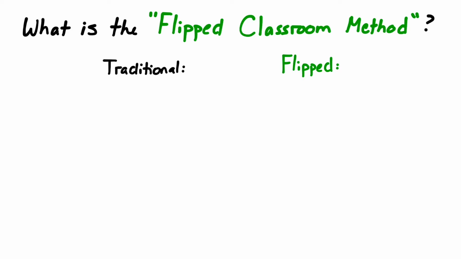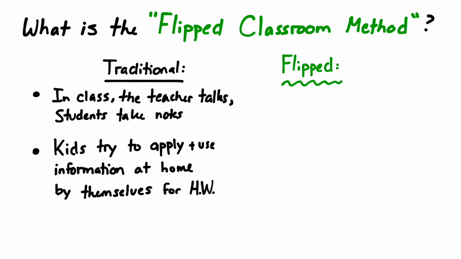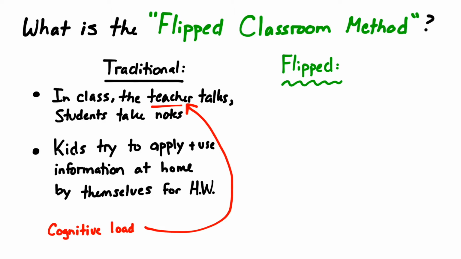Comparing the flipped classroom method to a traditional approach is probably the easiest way of explaining it. In most traditional classrooms, the teacher talks and the students take notes in class. Then the students go home and they try to apply that information to problems for homework. There are definitely a lot of benefits to the traditional approach. However, it does tend to put the cognitive load pretty squarely on the teacher. If the teacher is doing most of the thinking in class, it makes it very difficult when the students go home and have to tackle new problems by themselves.